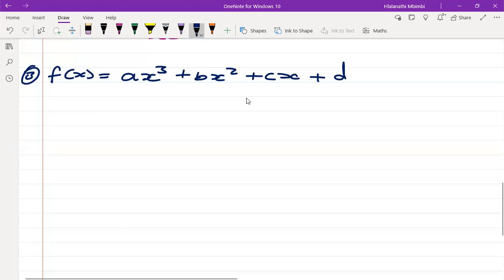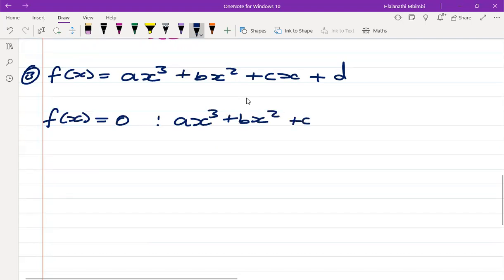So what do we do here? Suppose this is f of x set equal to 0, then we have ax cubed plus bx squared plus cx plus d, and this is basically equal to 0. We have to solve this equation now. This is a cubic equation, and we now have to solve it.